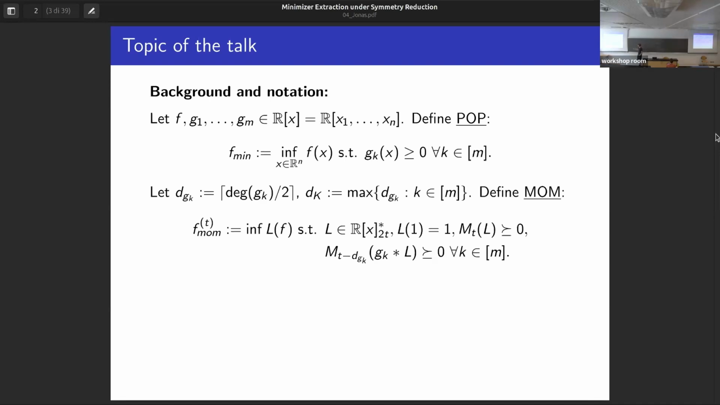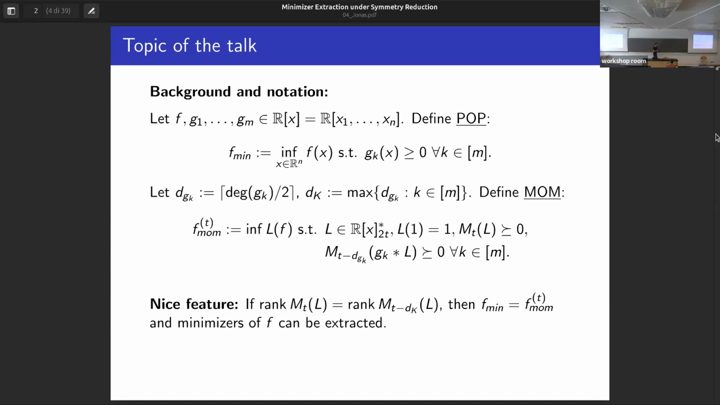Additionally, for the constraint polynomials you also get these localizing matrices, which also have to be PSD, but they're not going to be so important for the context of this talk. So we will be focusing on the moment matrix. The reason for that is that a nice feature of this moment hierarchy is that under this rank stability condition, which is called flatness, you have a guarantee that with your moment relaxation you hit the minimum of f, and further there are techniques for how you can extract the minimizers of f.